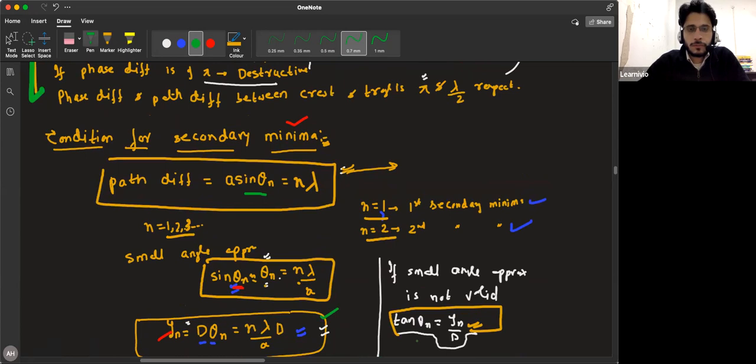Sir, in double slit, the capital D was different, right? No, even in double slit, the capital D was the same thing, the separation between the double slit and the screen. Okay, and sir, small d was different. Small d was the separation between the two slits.